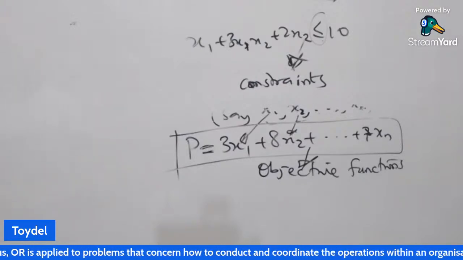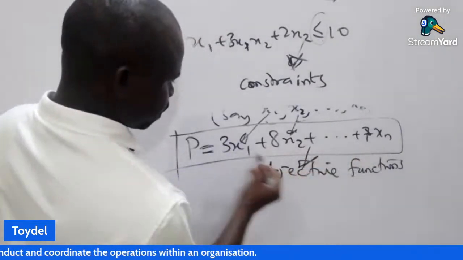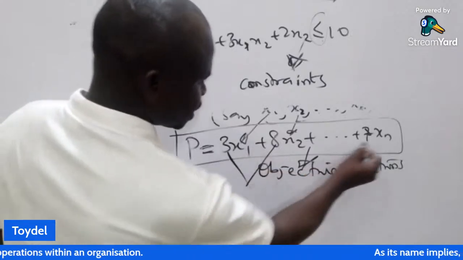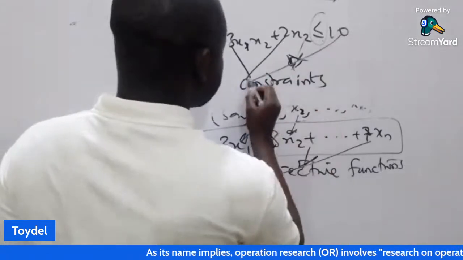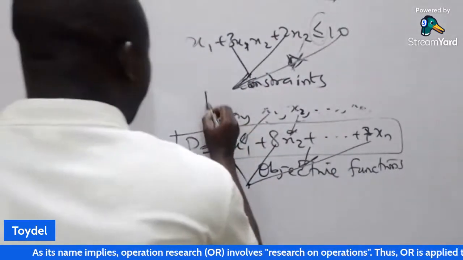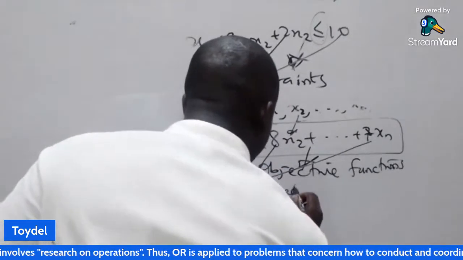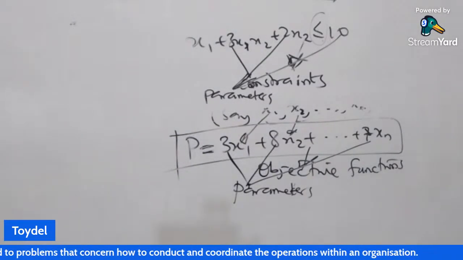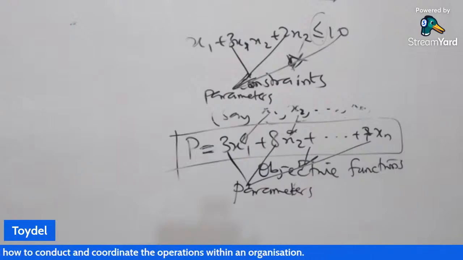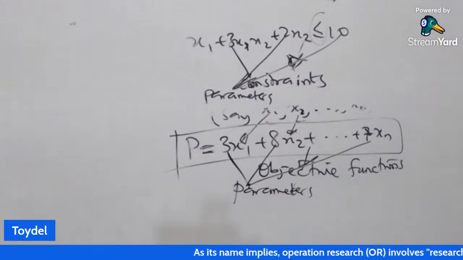The constants in the constraints and the objective function are called parameters. That is, in this objective function, all these constants here, 3, 8, 7, 2, 3, 10, are constants, and these constants are called parameters. We have talked about some of the terminologies we use: decision variables, objective functions, constraints, and parameters.